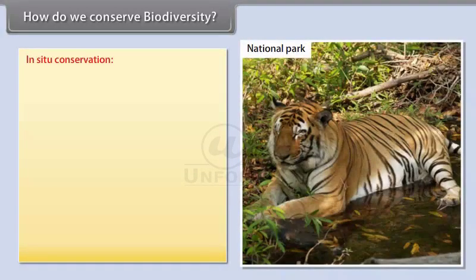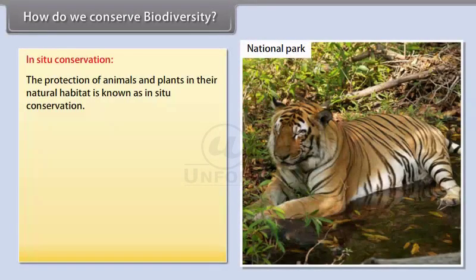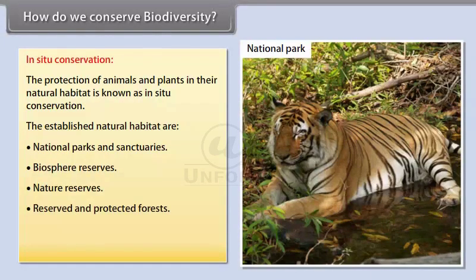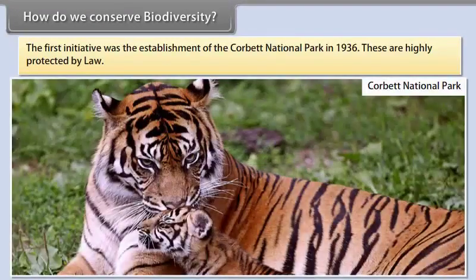In situ conservation. The protection of animals and plants in their natural habitat is known as in situ conservation. The established natural habitats are national parks and sanctuaries, biosphere reserves, nature reserves, reserved and protected forests, and preservation plots. The first initiative was the establishment of the Corbett National Park in 1936.